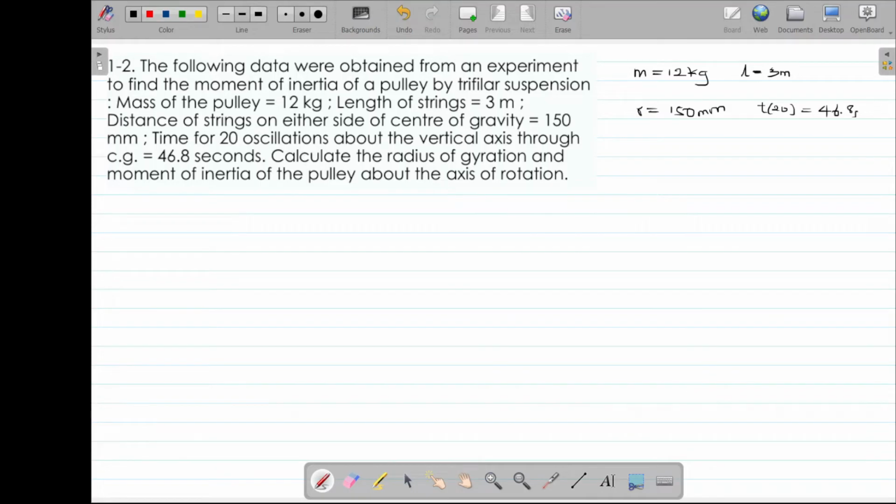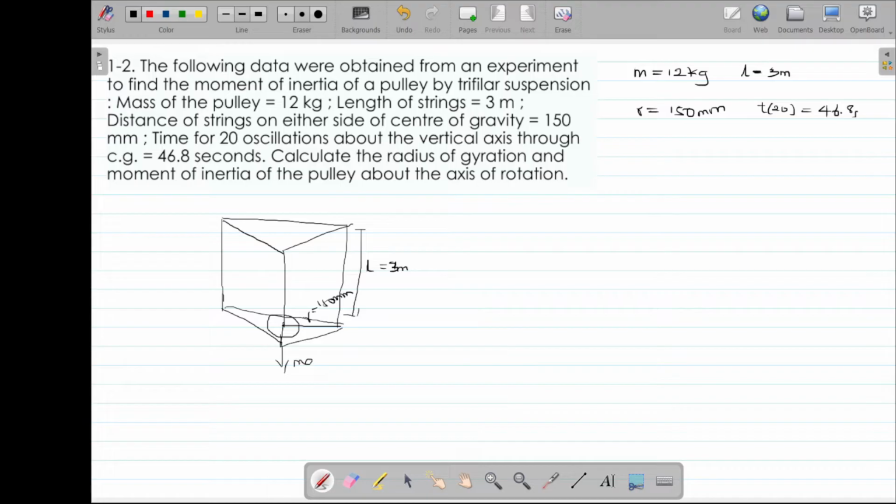So let's begin by sketching the trifilar suspension. So we have something like this. We have the 3 strings. Of course, the pulley lies in the middle somewhere here. The distance from here to the string is R, and then from here to here is the length, which is given as 3 m, and this one is 150 mm. Okay, so the mass will weigh down here, mg.